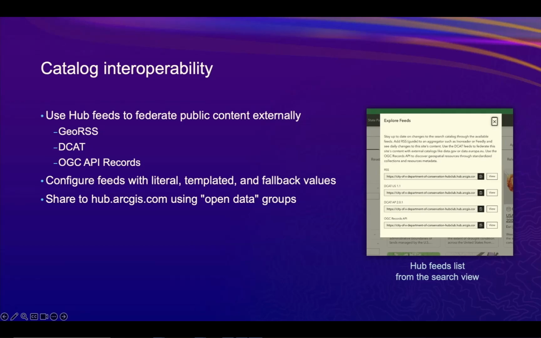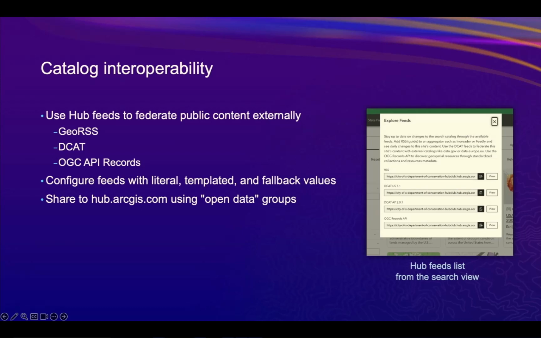You can do configurations on that feed itself so that you can have exact literal values for your metadata. You can template them, and then you can even have fallbacks. This is basically I would say the bread and butter of getting your content out there for reuse in other places, right? And I'll go into more detail on the OGC API records one in a moment.